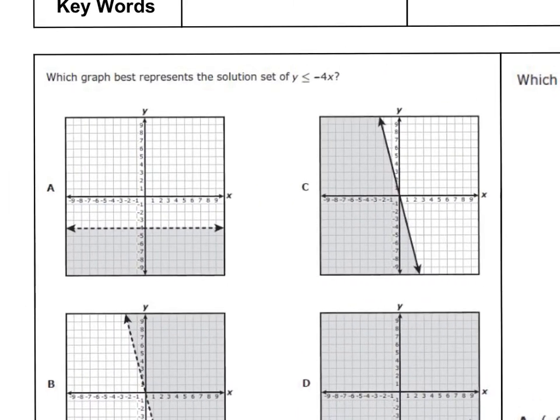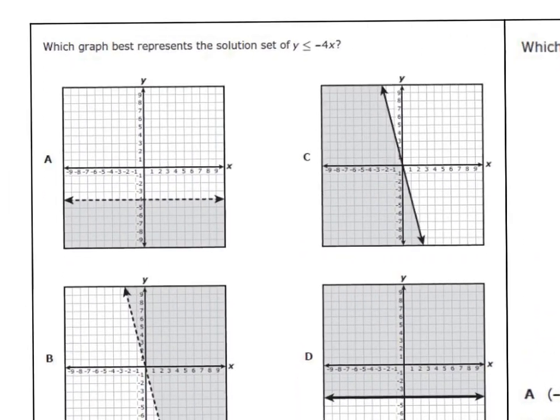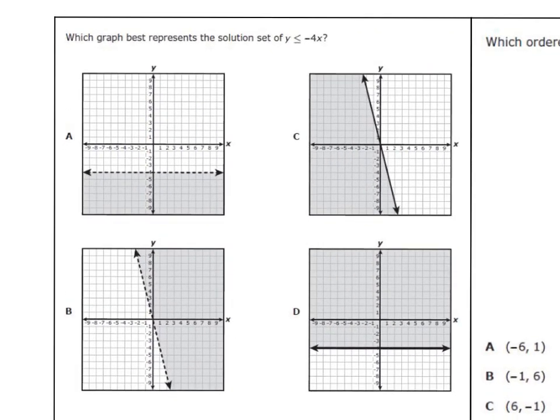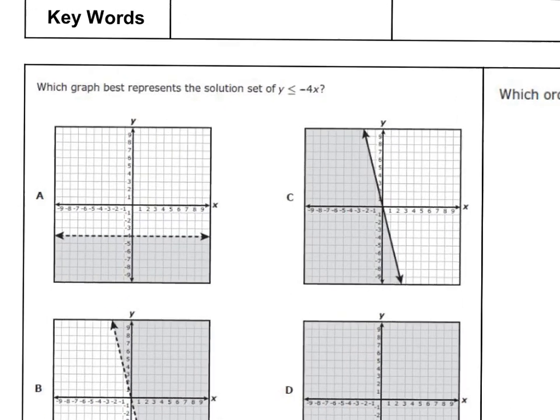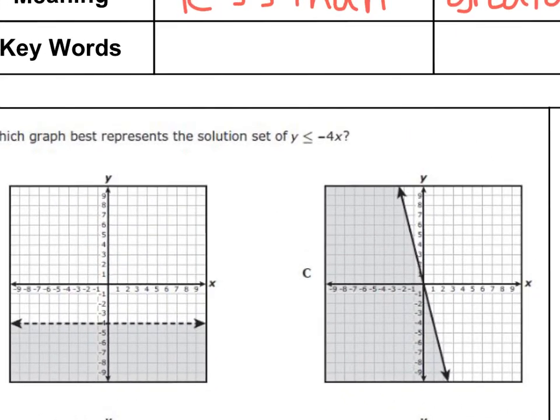So this first question says, which graph best represents the solution set of y equals negative 4x? One of the easiest ways to solve these problems is to go to your graph. So you would go to a graph page in your calculator, and then you would have to put it in relation, so delete relation, and then you'll type in the equation just as you see it.